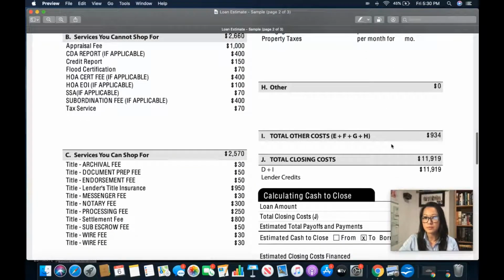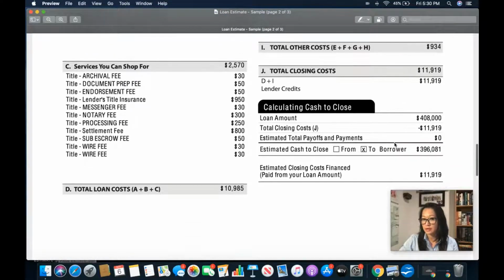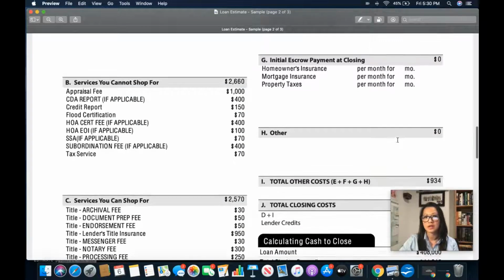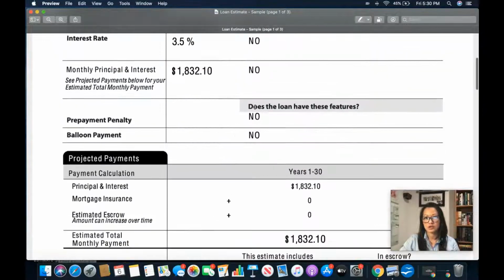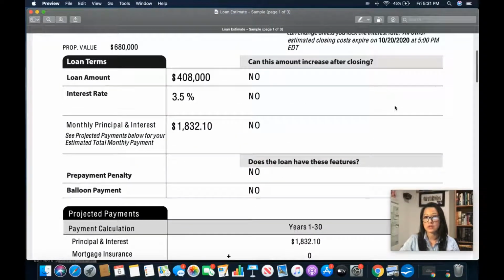So when you are shopping for lenders and you're looking at fees, just focus on section A and the interest rate. And that's really all you need to look at.